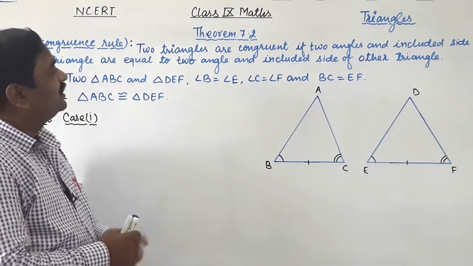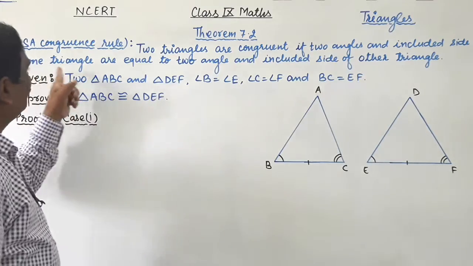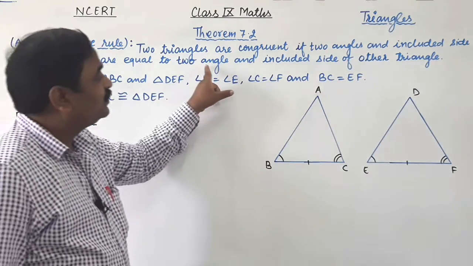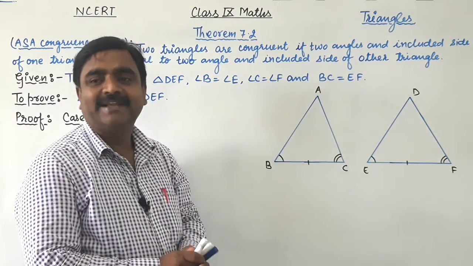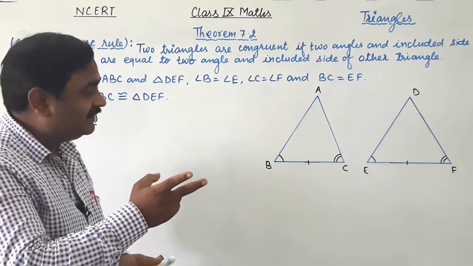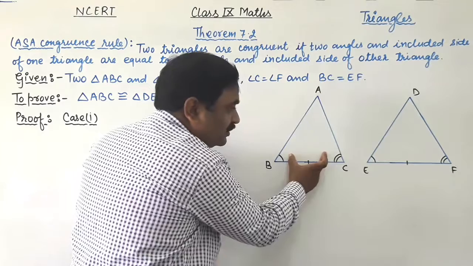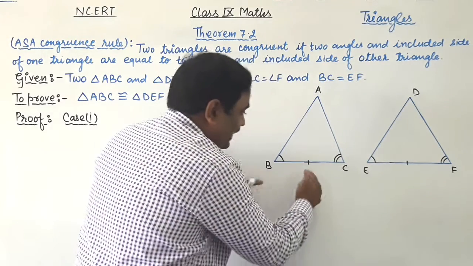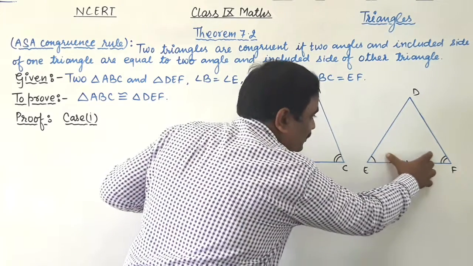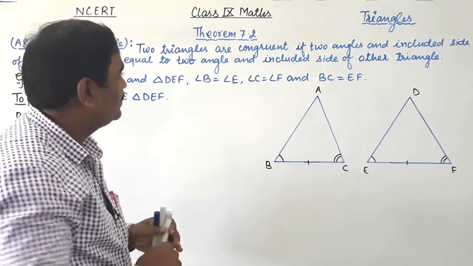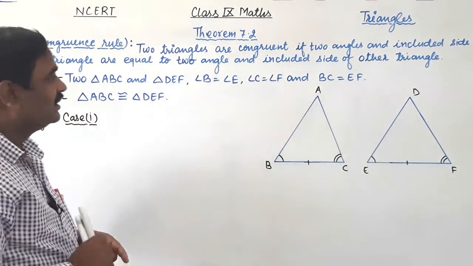It is given that two triangles are congruent if two angles and the included side of one triangle are equal to two angles and the included side of the other triangle, right? Like this is the first triangle. In this, these two angles are equal to these two angles of the second triangle, and this side BC is included by these two angles. Similarly, side EF is also included by these two angles. So this congruence relation is called the angle side angle congruence rule, right?